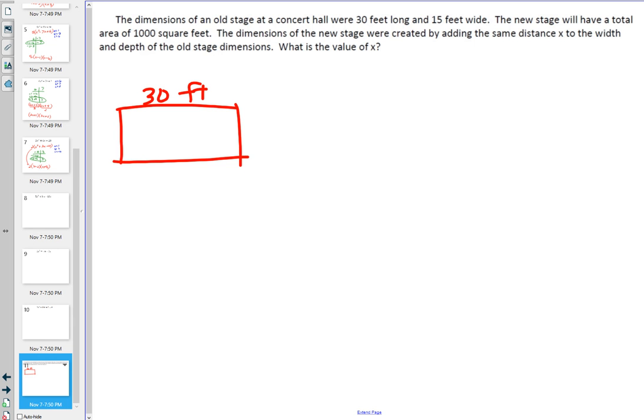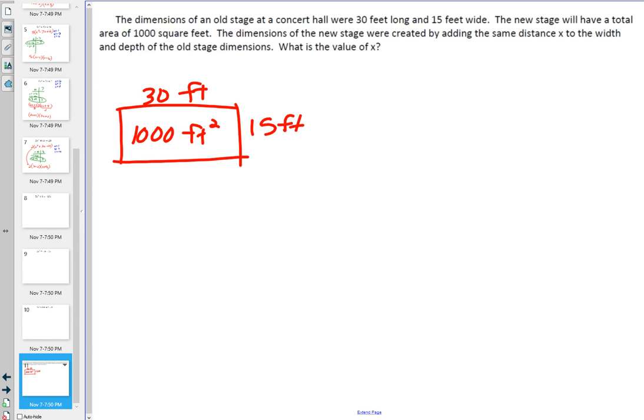If that helps. So this is 30 feet. This is 15 feet. So the new stage will have a total area. So this is an area problem. On the inside, there's going to be 1,000 square feet. The dimensions of a new stage were created by adding the same distance, which is x, to the width and the depth.